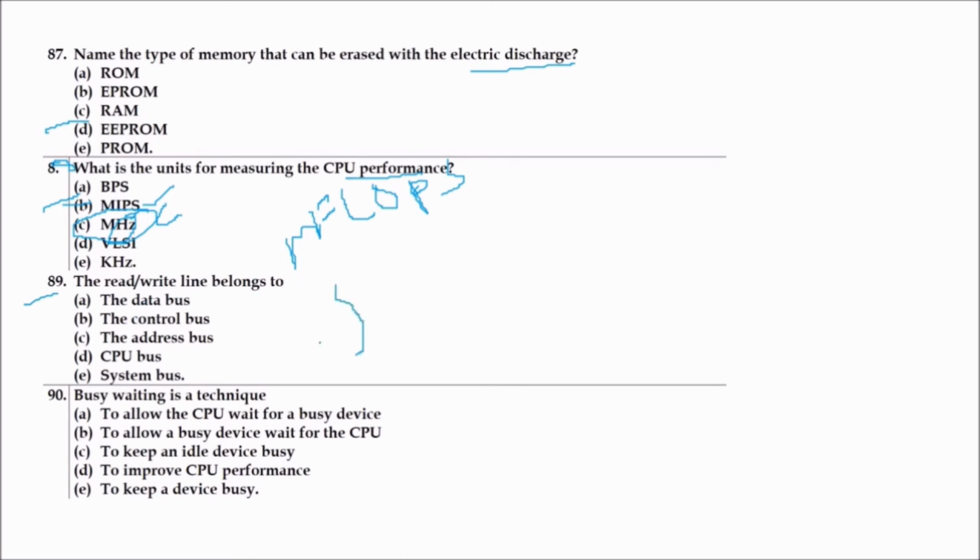Next is, the read-write line belongs to. Read-write line belongs to. The answer would be C. Address bus. Read-write line belongs to the address bus.